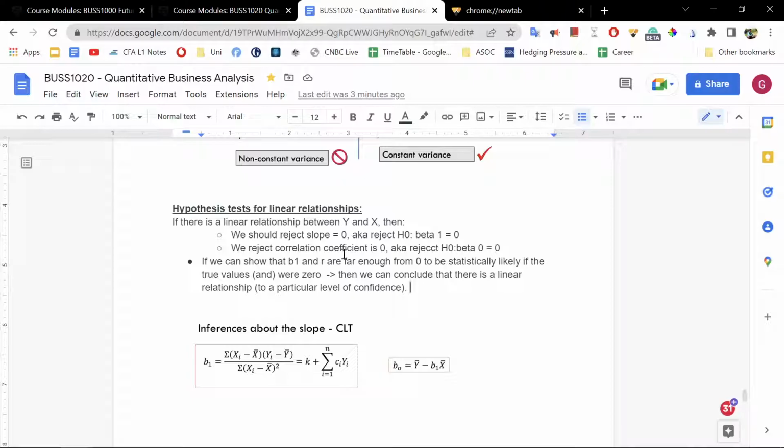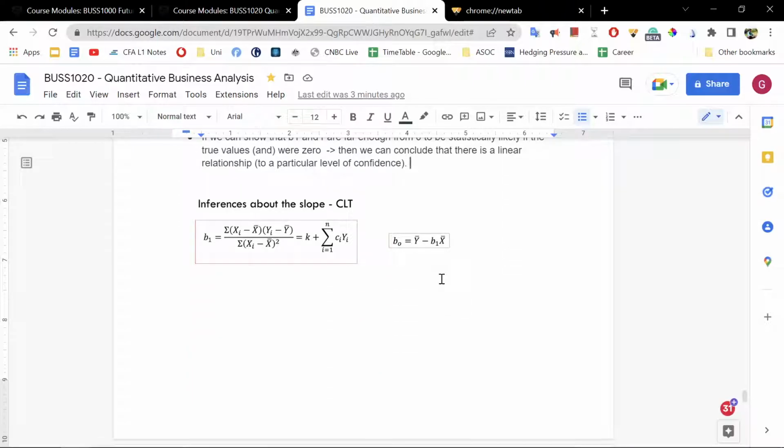We can show that if there is a linear relationship between x and y, then we should reject the null hypothesis that the slope beta 1 equals 0. We reject the correlation coefficient being 0, also known as rejecting beta 1 equal to 0. If we can show that beta 1 and r are far enough from 0, then it is statistically unlikely that the true values were 0. Then we could conclude that there is a linear relationship to a particular level of confidence.